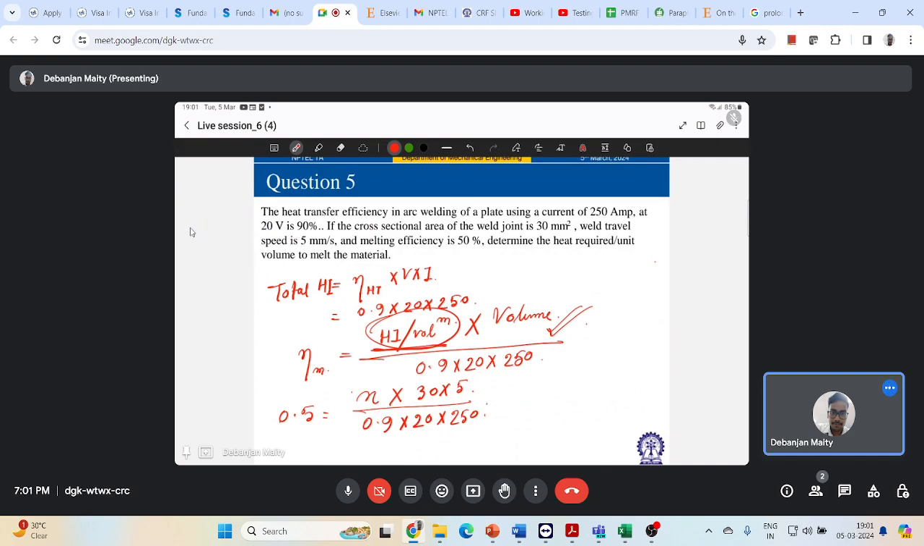So how much is this coming? So 30x is coming as 0.5 into 0.9 into 20 into 250, 0.45 into 1000. That is 450. So x is equal to 15.